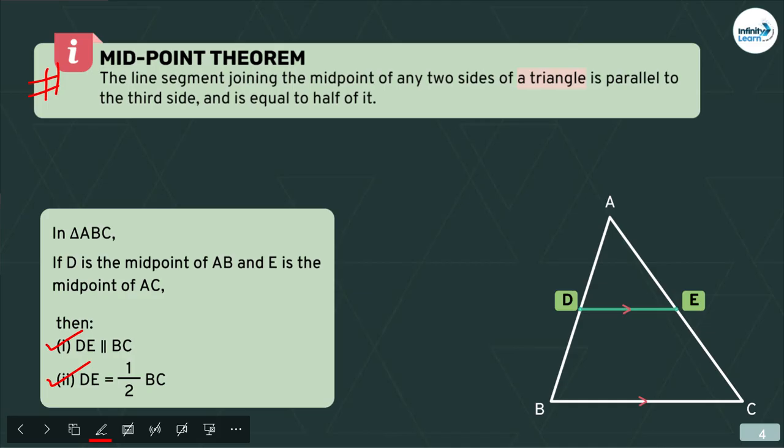Are you getting it, each and everyone? Statement of the midpoint theorem? Very good. So the line joining the midpoints of two sides of a triangle is parallel to the third side and it is half of it. We have to prove this midpoint theorem, and this is very, very important.